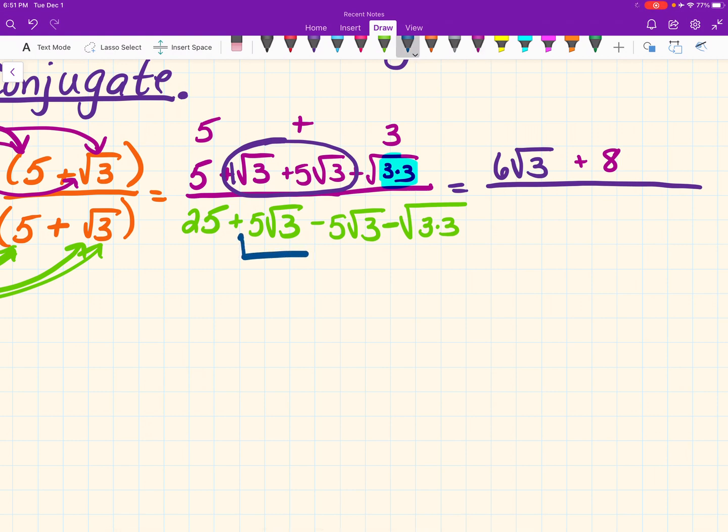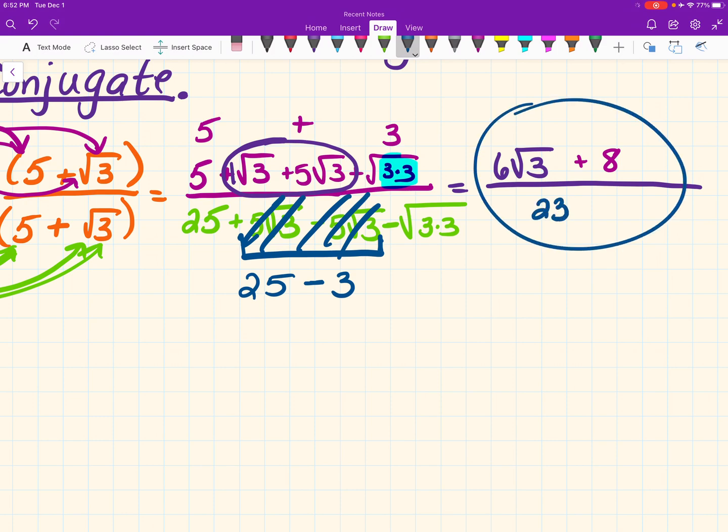The middles cancel out. That's the whole point of using the conjugate. 5 root 3 minus 5 root 3 goes away. The 25 is sitting there waiting. And then look, what's the square root of 3 times 3? Well, the square root of 3 times 3 is just 3. So we got rid of our square root in the denominator, and so this is 25 minus 3, which is 22. And so that is my answer.